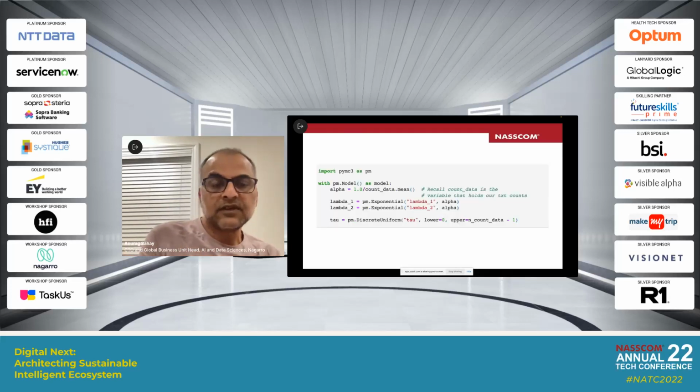And then I go into PyMC3 and use that as a way to describe my model. I describe it as with pm.Model() as model. All this is saying is that it puts it into the context of a PyMC model, which is just a Pythonic way of writing something. I say alpha is 1 upon count data mean.